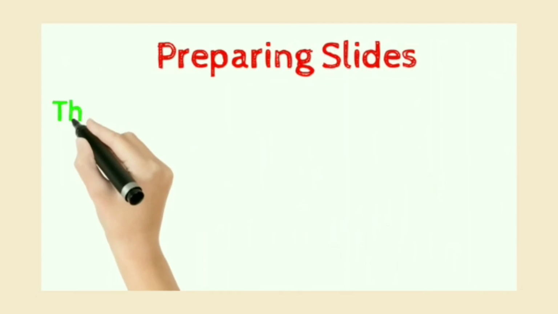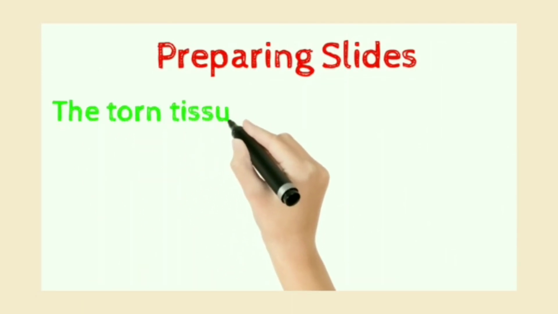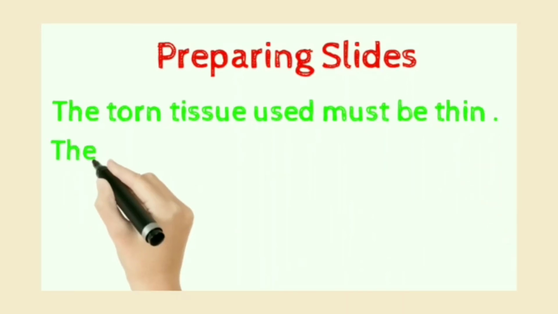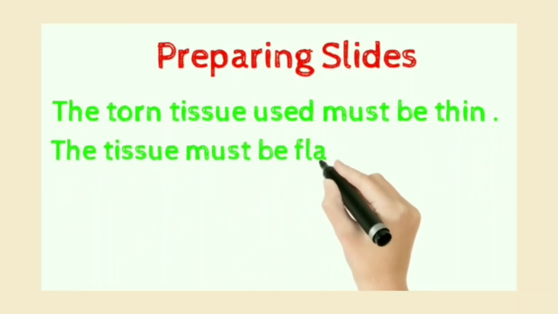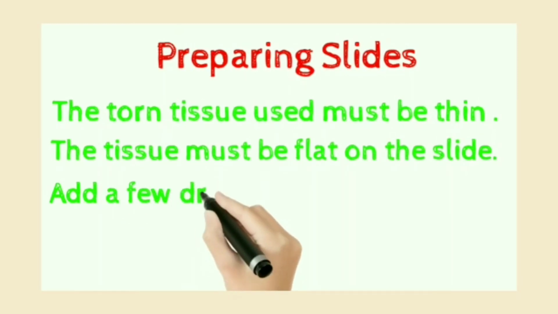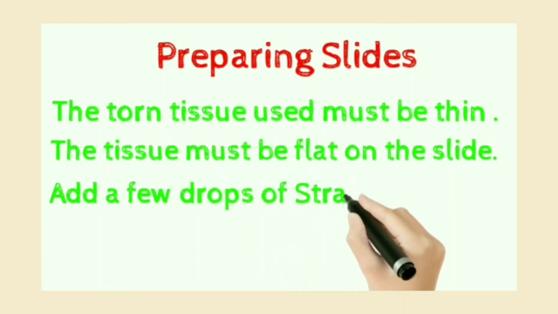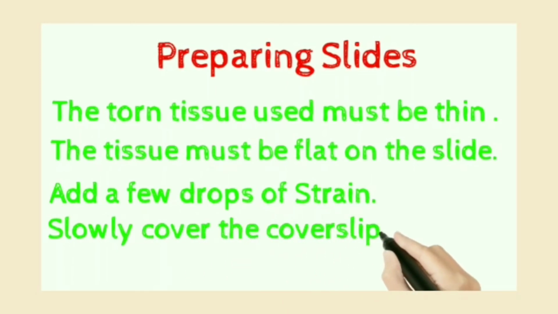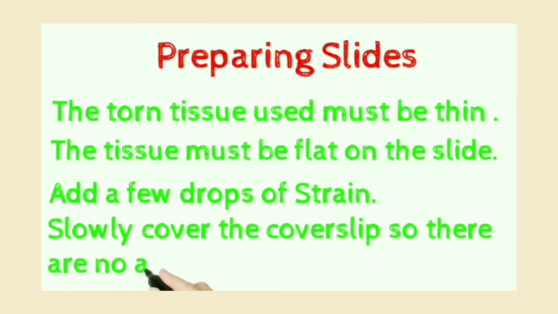Preparing slides. The torn tissue used must be thin. The tissue must be flattened on the slide. Add a few drops of stain. Slowly lower the cover slip so there are no air bubbles.